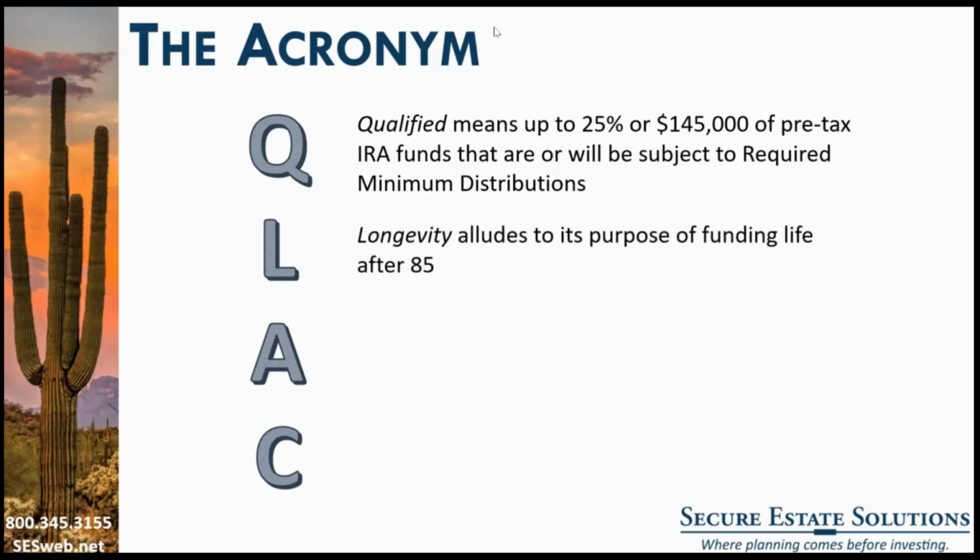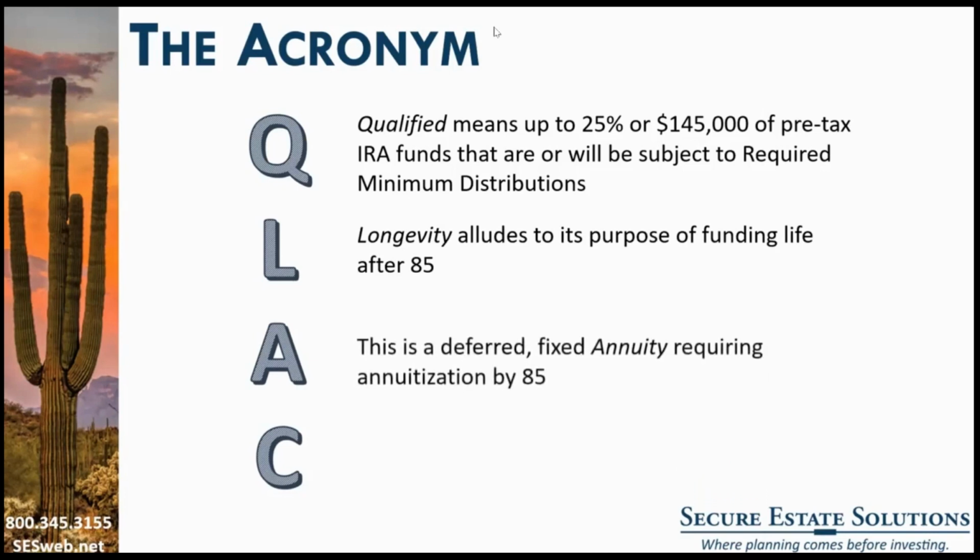Okay, the whole idea of this, on top of deferring those required minimum distributions, is to help fund life later. So if you happen to live past 85, this is going to provide an extra income starting at 85. Then there's the deferral annuity side of this, okay? So this is really just a deferred fixed annuity that requires annuitization by 85 years old.